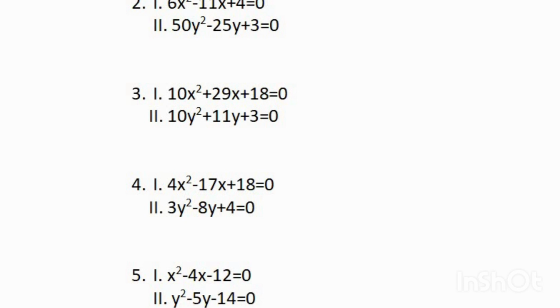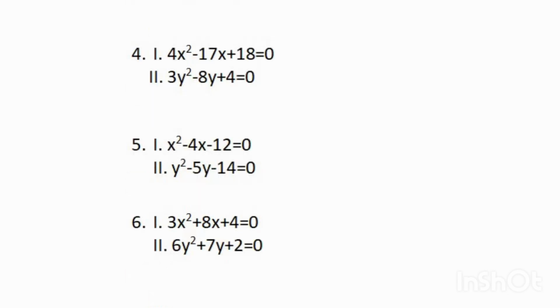For the fourth question, the equations are 4x square minus 17x plus 18 is equal to 0, 3y square minus 8y plus 4 is equal to 0. For the fifth question, the equations are x square minus 4x minus 12 equal to 0, y square minus 5y minus 14 equal to 0. And for the final workout question, the equations are 3x square plus 8x plus 4 equal to 0 and 6y square plus 7y plus 2 equal to 0. I will give you the solutions in the next video.